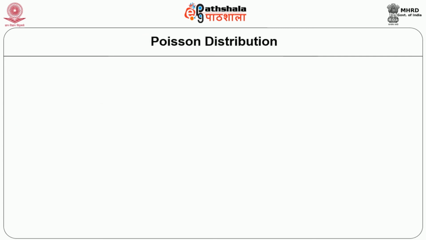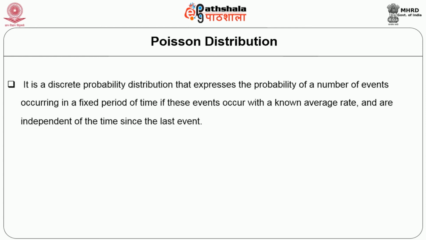Now let us understand the Poisson distribution. Poisson distribution is also known as a discrete probability distribution that expresses the probability of a number of events occurring in a fixed period of time, if these events occur with a known average rate and are independent of the time since the last event.